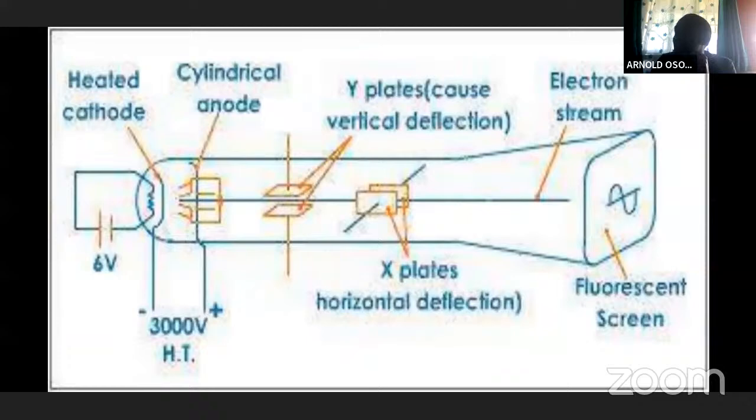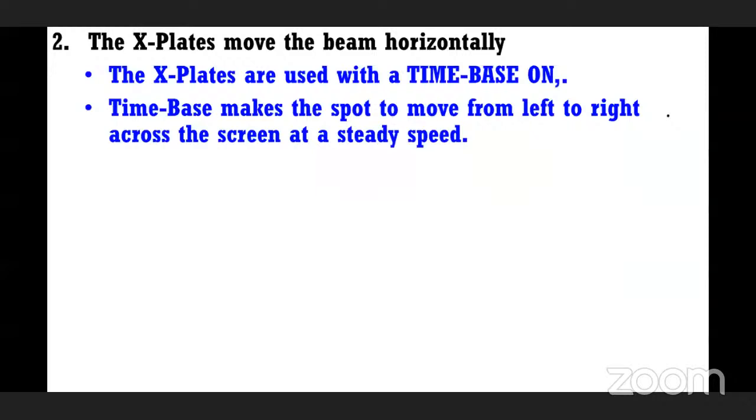So one of the plates in each set is permanently connected to the ground. Either that is the Y plate or the X plate. That plate is at zero voltage, whereas the other plate of each set is connected to the input signal, or the triggering signal of the CRO.